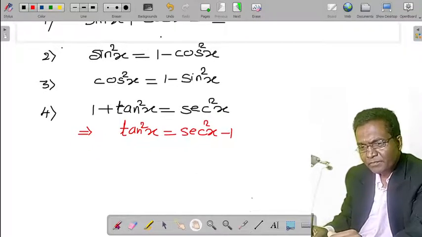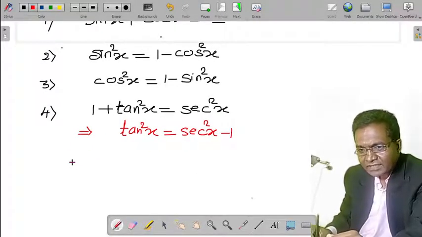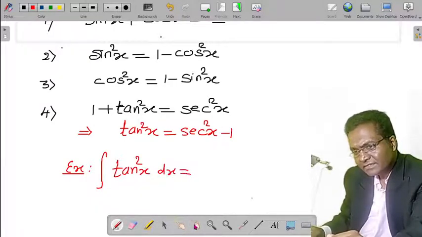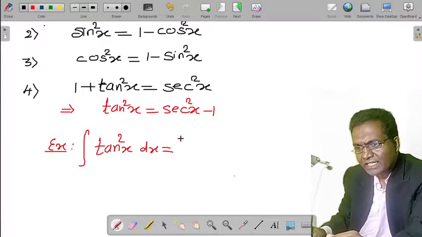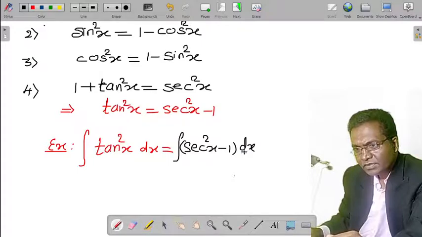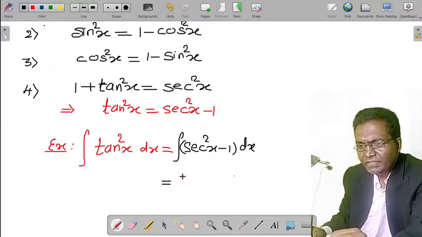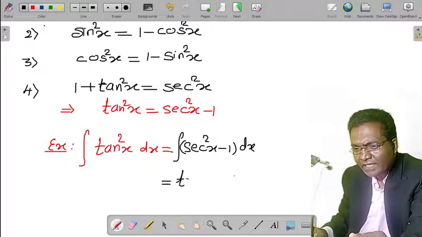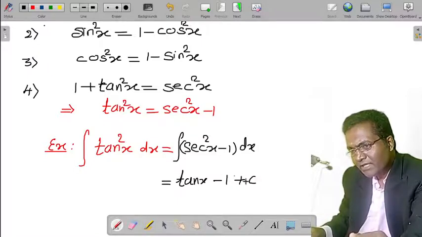For example, suppose you come across the integration of tan square x dx. Then immediately you have to write it as the integration of secant square x minus 1 dx, which equals the integration of secant square, which is known to you. This is the derivative of tan. So you can write directly tan x minus x plus c.